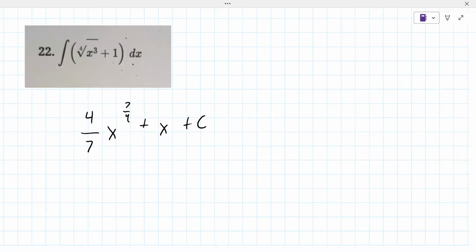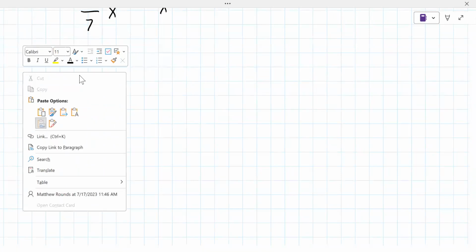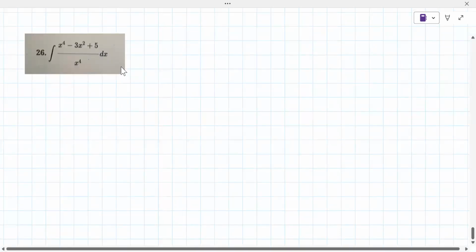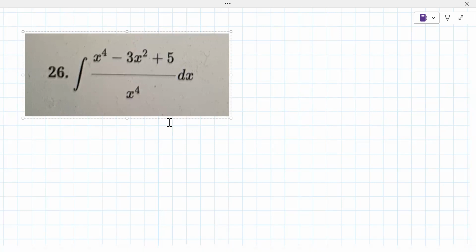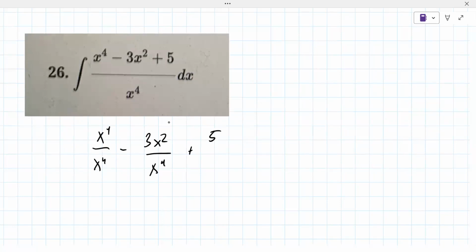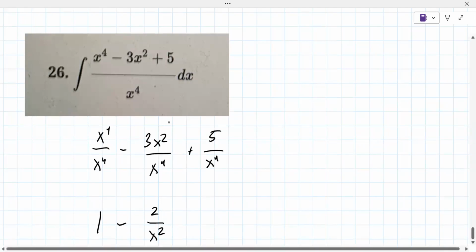We're gonna do 26 together next because this is another classic problem you would see on a test or quiz. You currently don't know enough to be able to integrate this as is. So what you have to do is some algebra, something to make this better. You actually end up dividing each of these by x to the 4th. And so this ends up being 1 minus 2 over x squared plus 5 over x to the 4th.